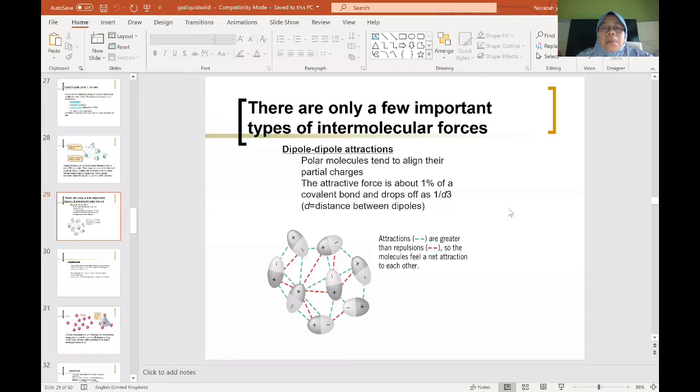The first important intermolecular force is dipole-dipole interactions or attractions. This happens when we have polar molecules. Polar molecules, as we know before, have partially positive and partially negative ends. So you can imagine the partially positive and the partially negative ends between the molecules will interact with each other.